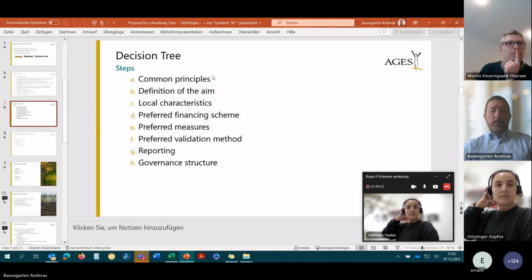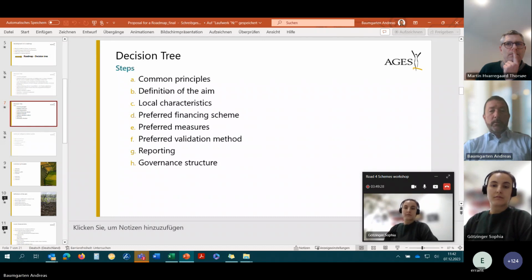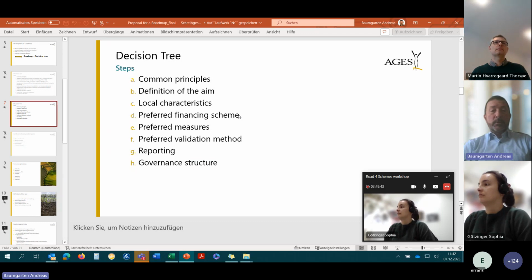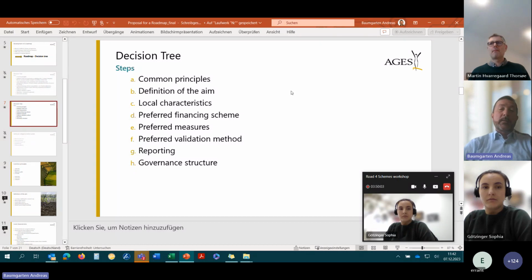So we had to define the common principles, to define the aim, then to take care of the local characteristics with respect to soil and climate and things like that. Then a decision about the financing scheme and the measures. Then the preferred validation method. And then the reporting. And last but not least, the governance structure. So these are the points that should be considered if setting up this carbon farming scheme in the first place.